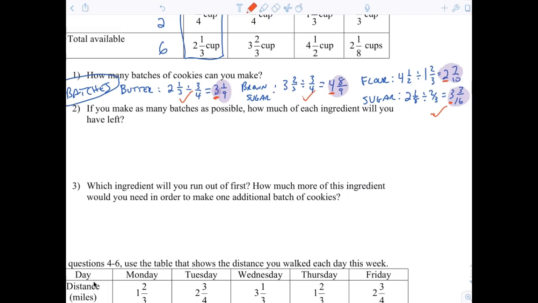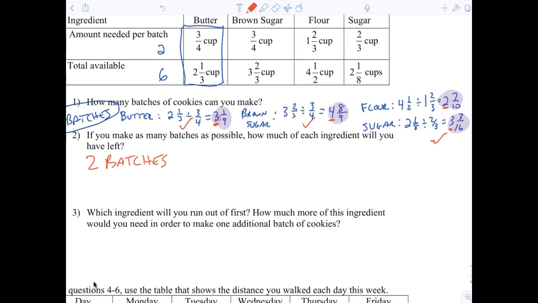Now I want to look at number 2. If you want to make as many batches as possible, how many batches am I going to be allowed to make? 2. So I want everybody to say I'm going to make 2 batches. If I'm going to make 2 batches, then how much butter do I have left? How much butter would I have left if I make 2 batches? How would I do that? Well, you just subtract 2 batches. So tell me what numbers am I going to type in on my calculator?